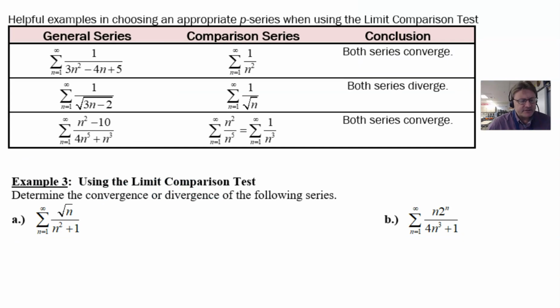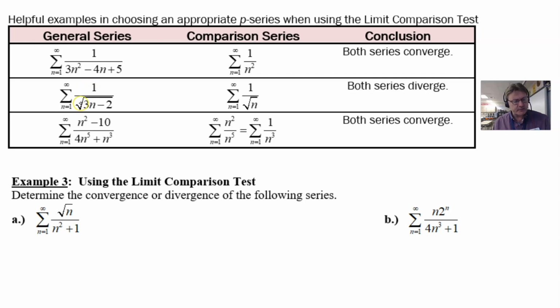So, some helpful examples in choosing an appropriate p-series. A lot of times you do have a p-series kind of vibe happening with the original series. This just gives you an idea. In the general series column, that might be your original problem. In the comparison series column, that might be a good idea to compare to. If you've got something like 1 over 3n squared minus 4n plus 5, you can just rip away the things that don't seem too important and focus on 1 over n squared, and you would find out by the limit comparison test that both of those series would indeed converge.